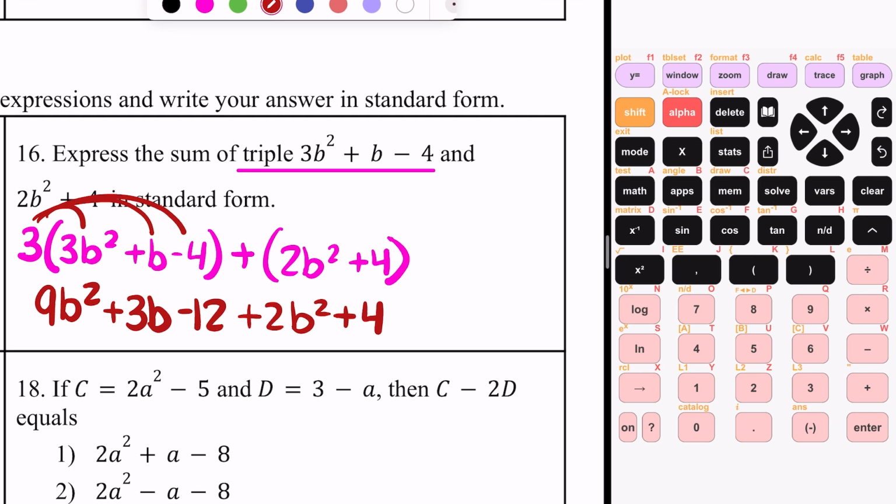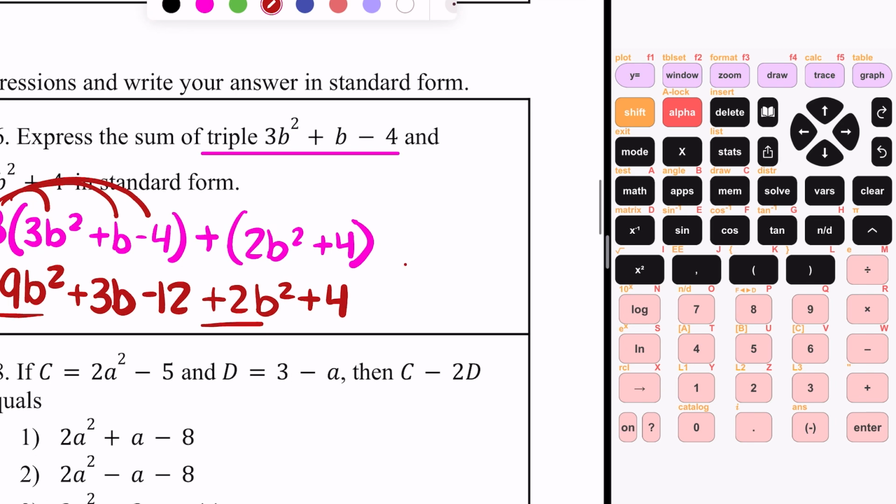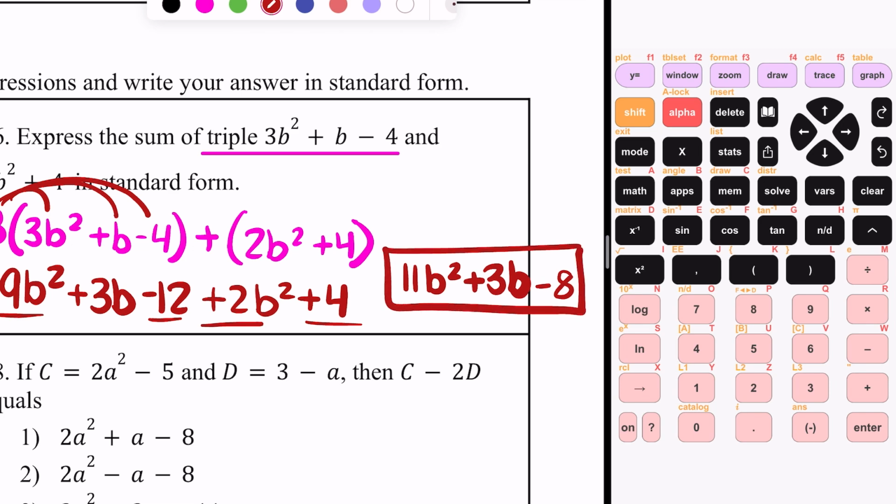So let's try this now. We're going to combine like terms. 9b squared plus 2b squared is 11b squared. Leave the 3b alone since there's no other b. And then negative 12 plus 4 is negative 8. And that is our final answer.